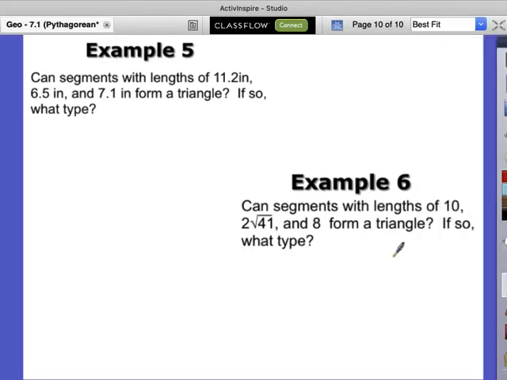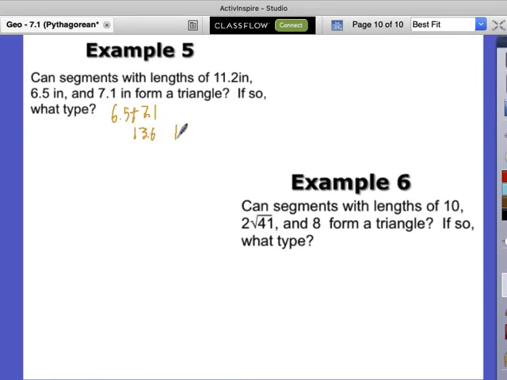Segments with lengths of 11.2 inches, 6.5 inches, and 7.1 inches form a triangle. Hey, look, this is from last chapter. How do we figure out if it forms a triangle in the first place? Add the two lowest ones and compare to the biggest one. What two are we adding? 6.5 and 7.1. So 6.5 and 7.1 equals what? 13.6.